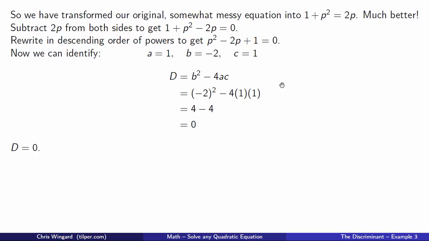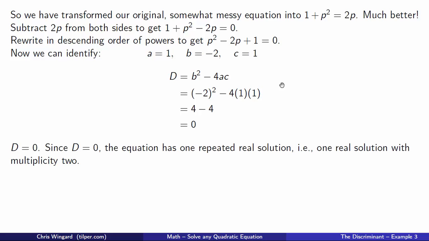So the discriminant is d equals 0, and because d equals 0, our quadratic equation, 1 plus p squared equals 2p, and also the original one, really, with the fractions, has one repeated real solution, and that is to say, one real solution with multiplicity 2. So we talked about that multiplicity briefly in the earlier section there.